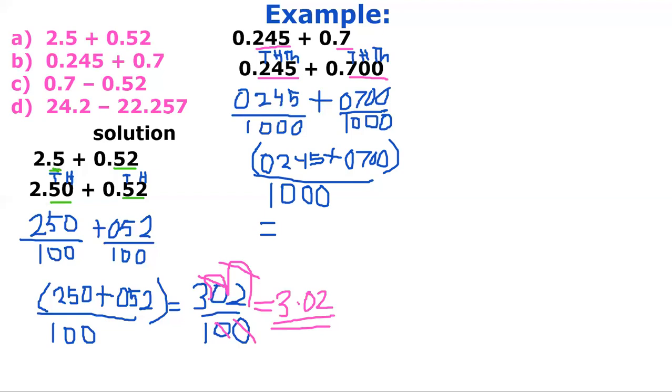245 plus 700. Okay, or any number that begins with 0 is the same as that number. Okay, then you add, you get 945, or you can either start with a 0.945 over the 1,000. Okay.